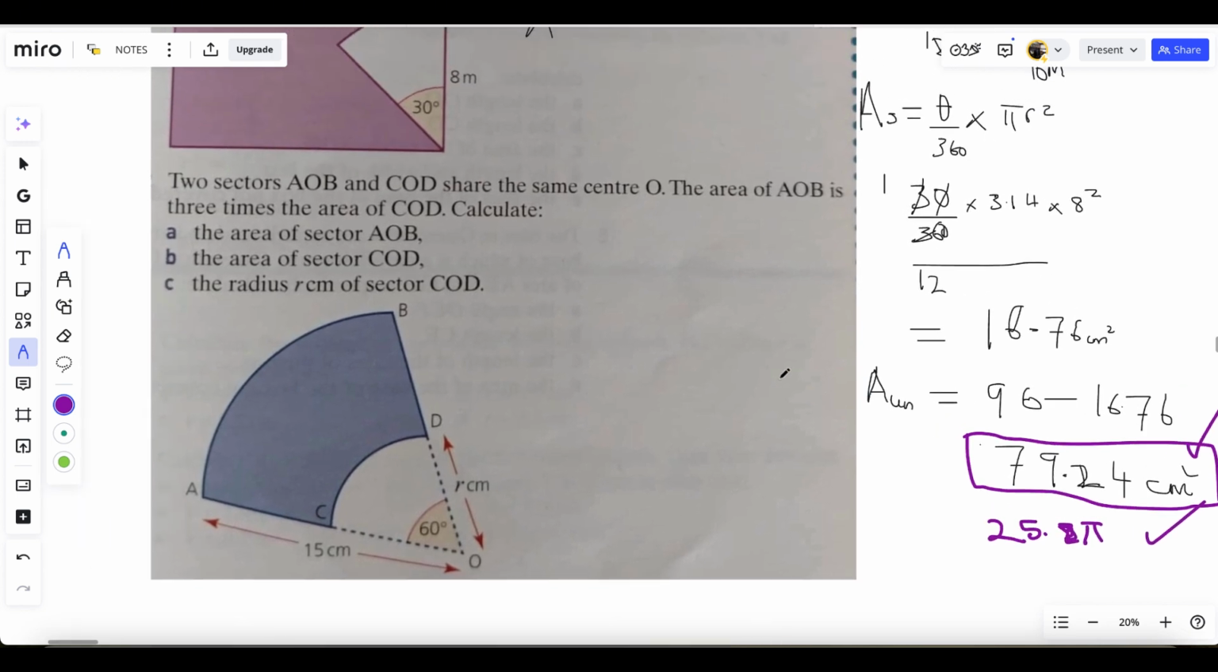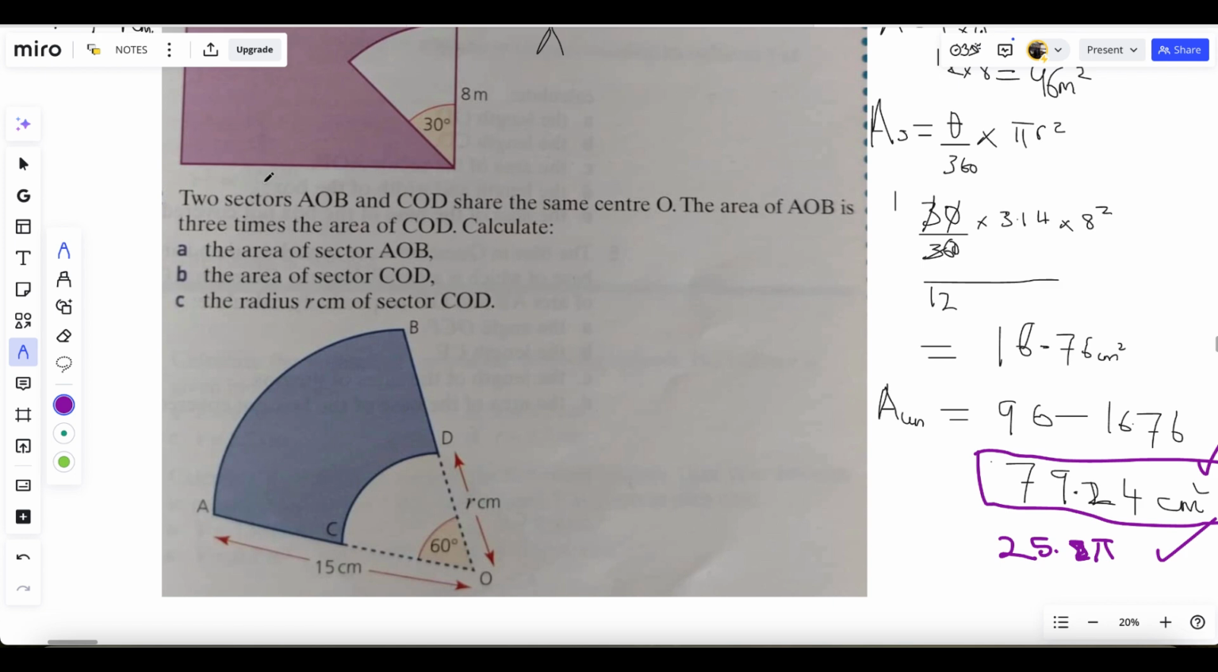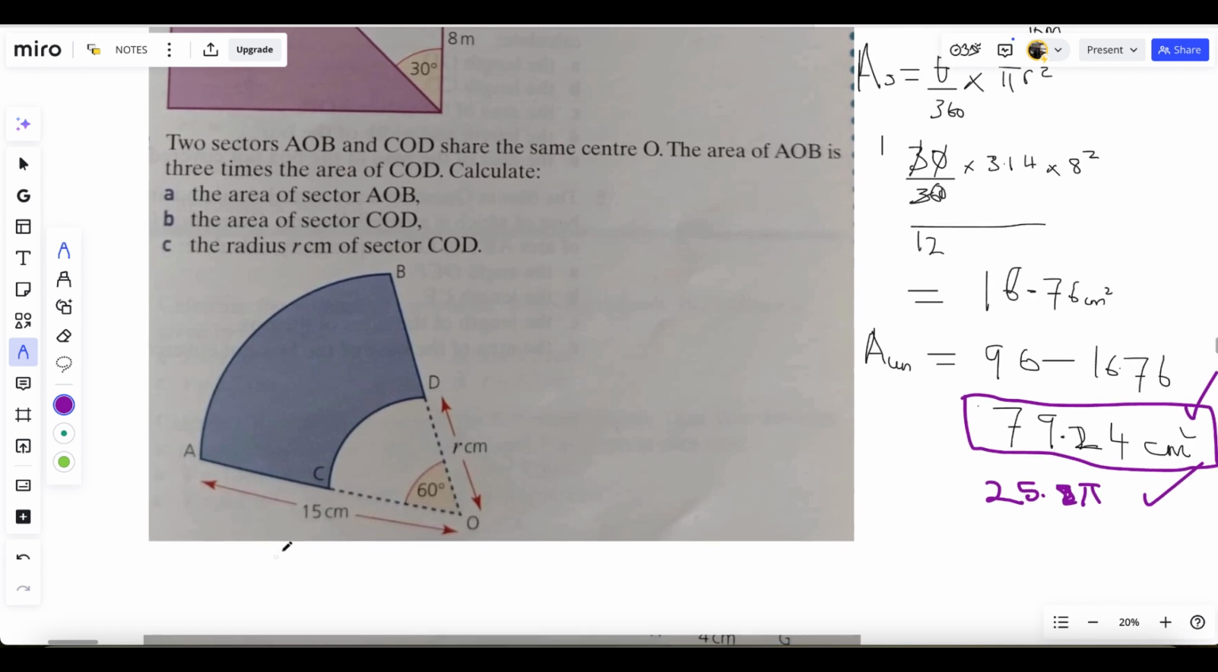Now let's go to another question. Here we have two sectors, AOB and COD. O is the center of the sector. We have this big sector AOB, and COD. They both have center O. COD is a smaller sector, and this big one is a bigger sector. This type of question can be used for similarity or to calculate anything, like the area of the small sector or the radius of the small sector.